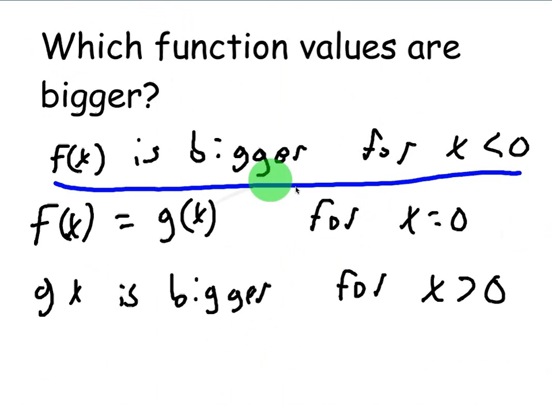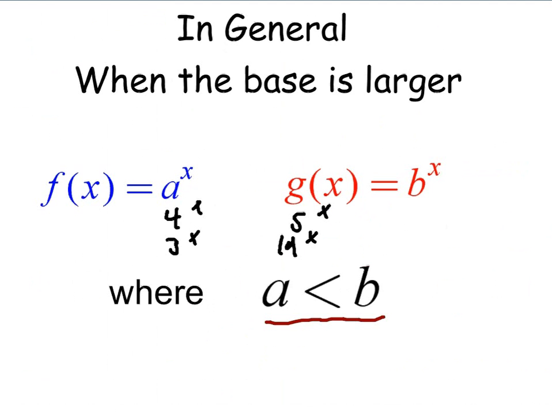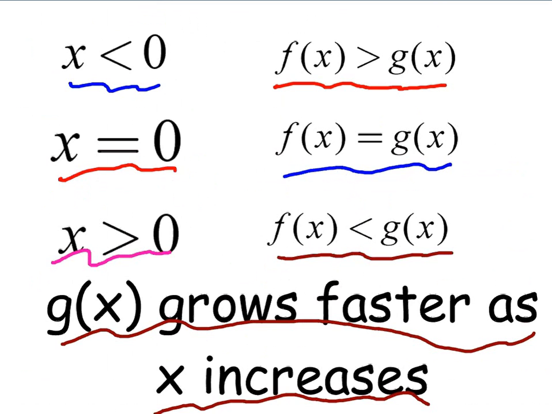They're always going to be equal to 1 at 0, and then the bigger function with the bigger base will be bigger for positive values. That's just a generalization. So when a is less than b, when a is smaller, that's what's going to happen. Whenever x is negative, the smaller base will be bigger. They'll be the same at x equals 0, and then whenever x is bigger than 0, the bigger base will be higher than the smaller base.